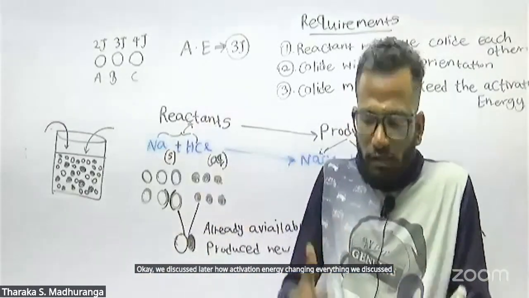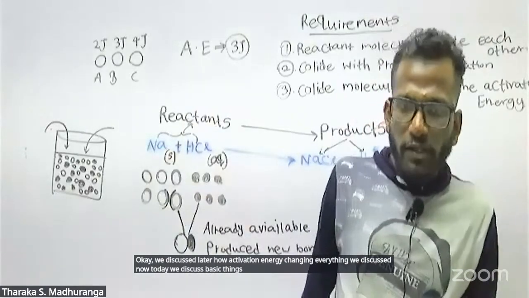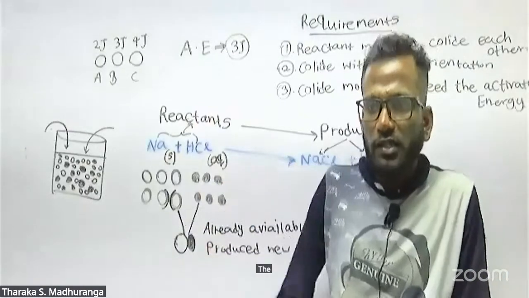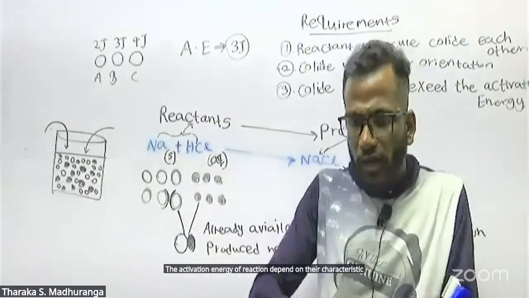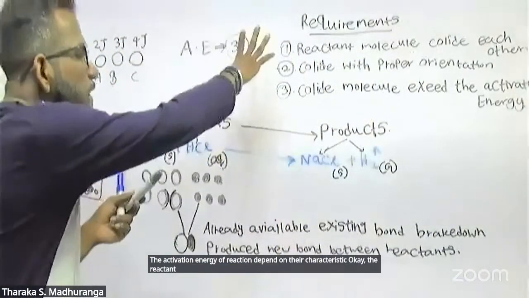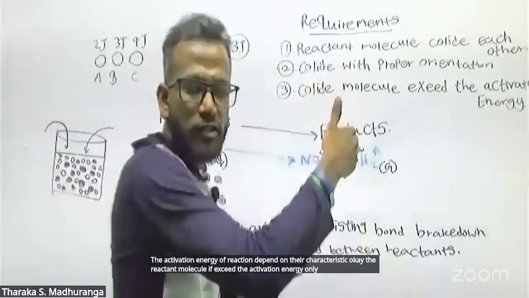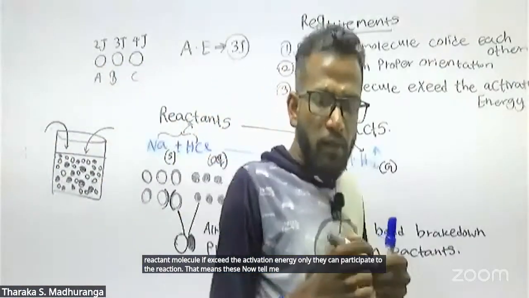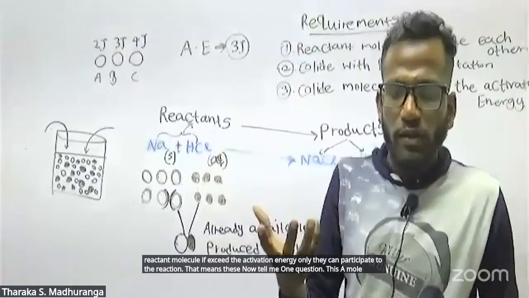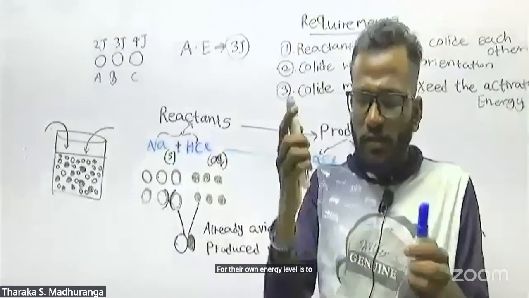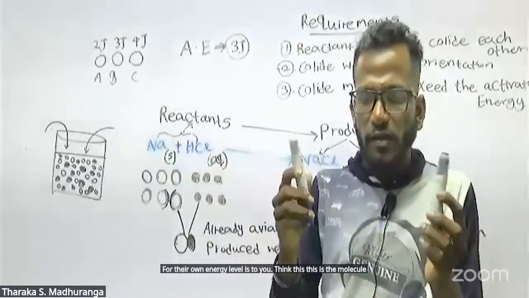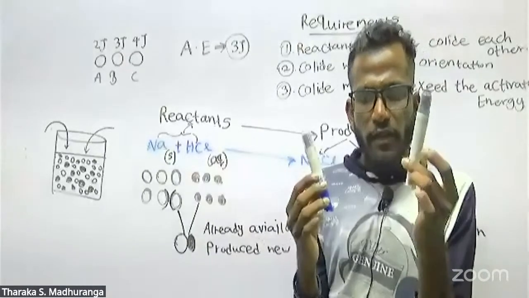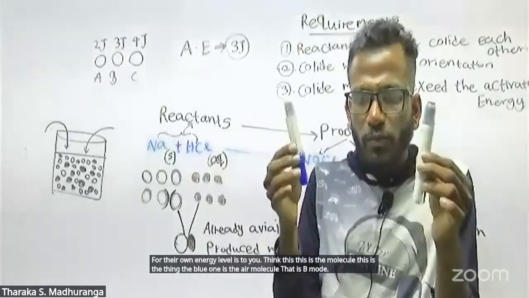Today we discuss the basics. Today you want to understand that the activation energy of a reaction depends on its characteristics. If the reactant molecules exceed the activation energy, only then can they participate in the reaction. Now tell me one question. This A molecule has an energy level of 2 joule. Think the blue one is the A molecule, and that is the B molecule. Then these two molecules collide with each other.